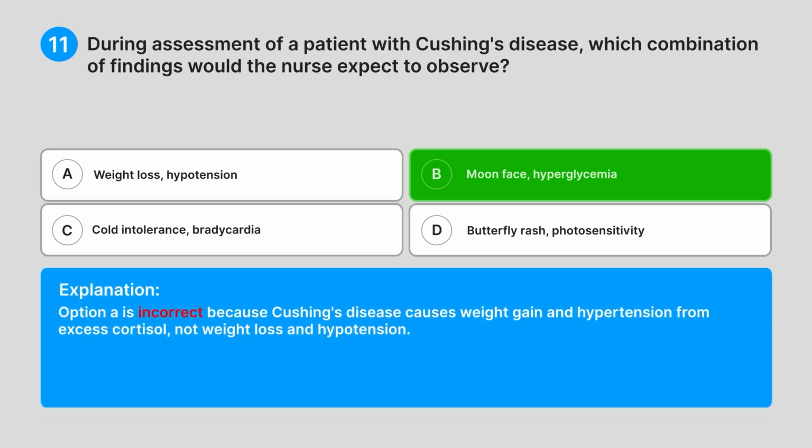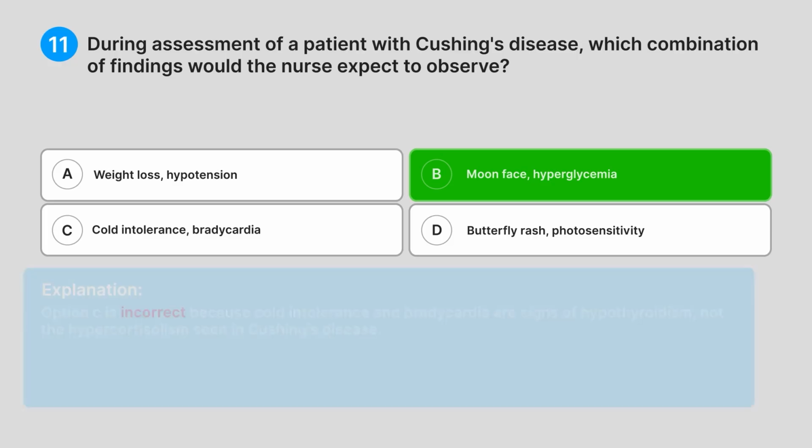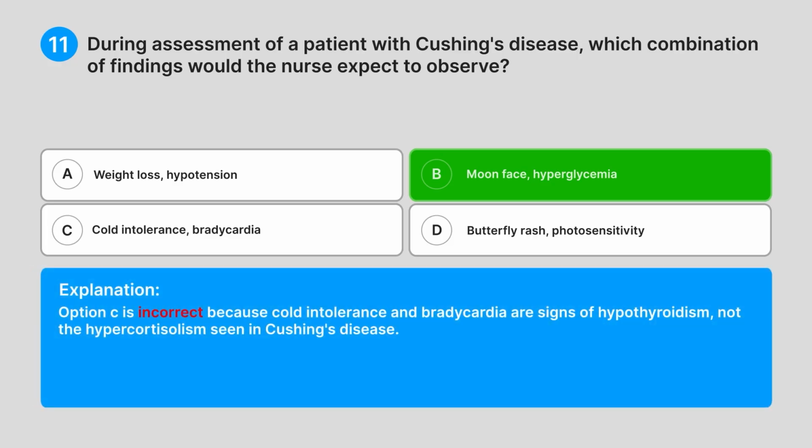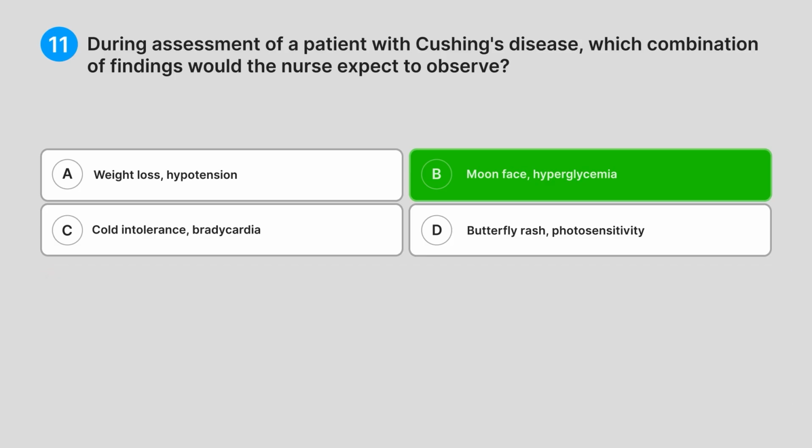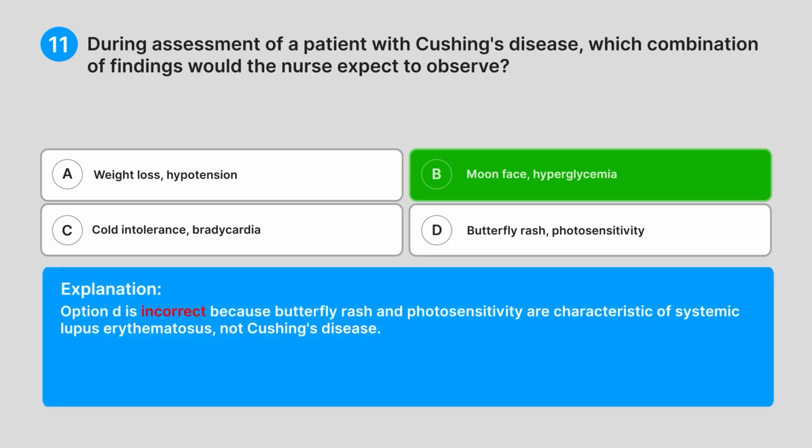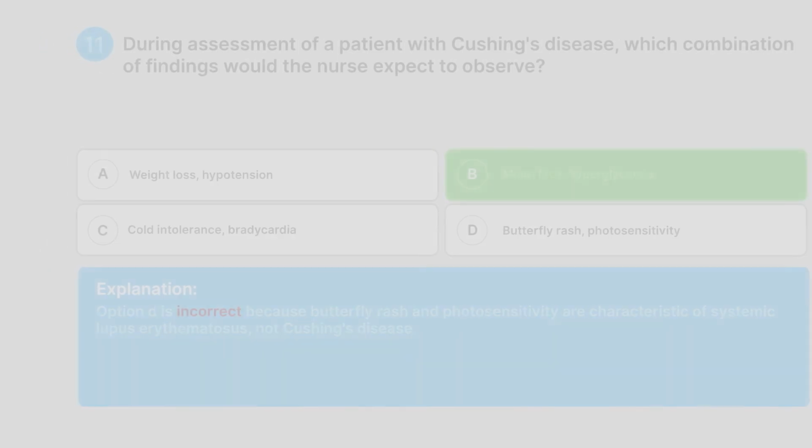Option A is incorrect because Cushing's disease causes weight gain and hypertension from excess cortisol, not weight loss and hypertension. Option C is incorrect because cold intolerance and bradycardia are signs of hypothyroidism, not the hypercortisolism seen in Cushing's disease. Option D is incorrect because butterfly rash and photosensitivity are characteristic of systemic lupus erythematosus, not Cushing's disease. Let's examine the classic presentation of Cushing's disease and how excess cortisol creates these distinctive features.